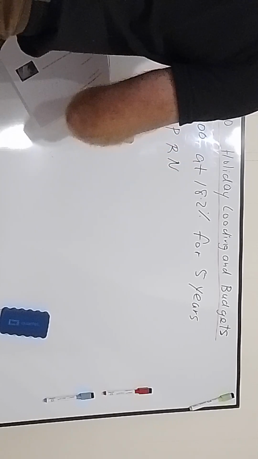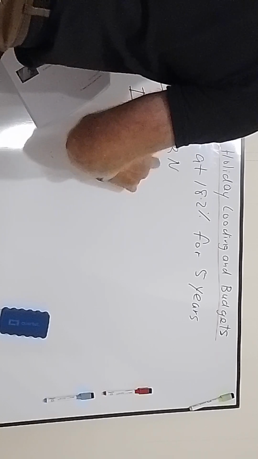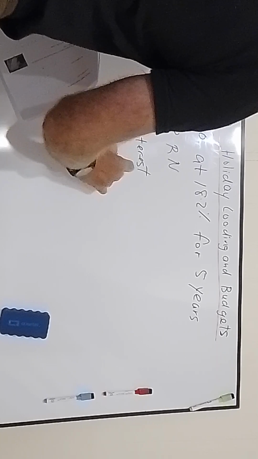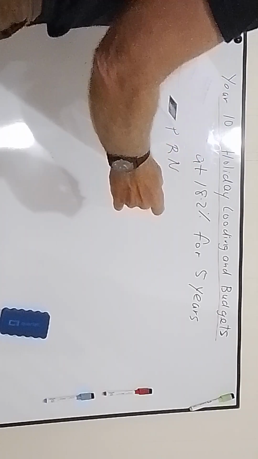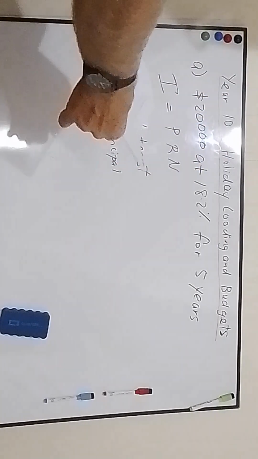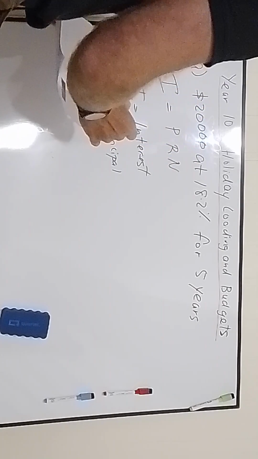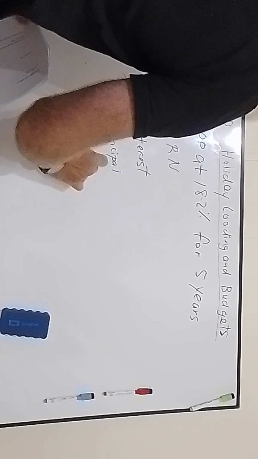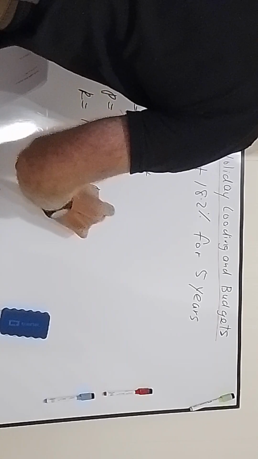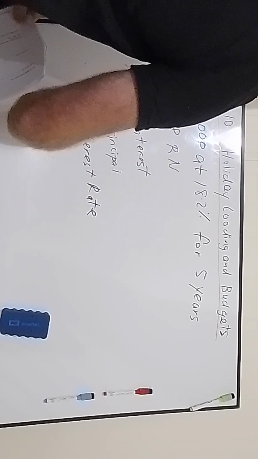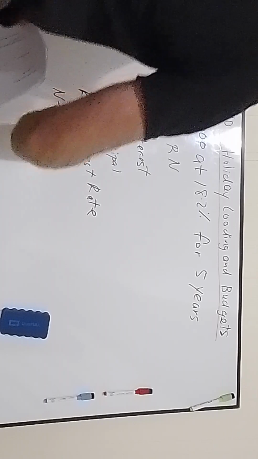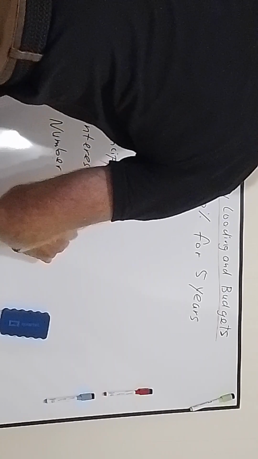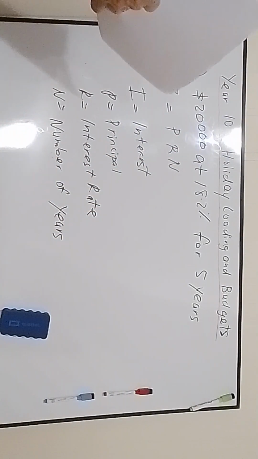So I will equal interest, P equals principal. That's the amount of money that you started with. Let's say, 20,000. So in this case, 20,000 is what you started with. R equals the interest rate. So the R stands for rate, interest rate, and N equals number of years. So we're going to use this formula to find the answer.